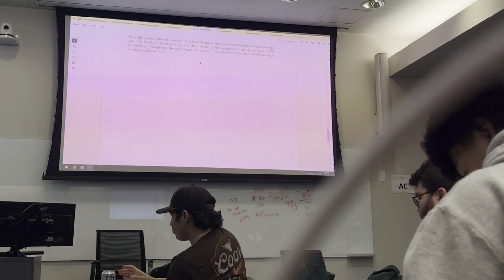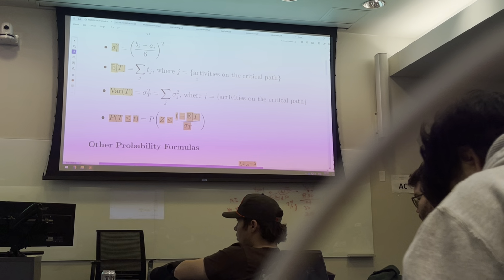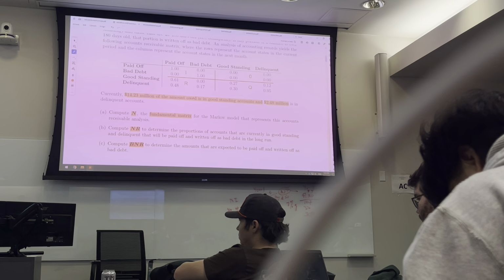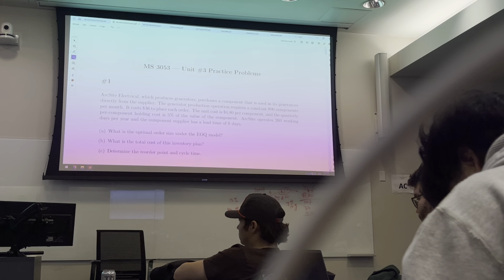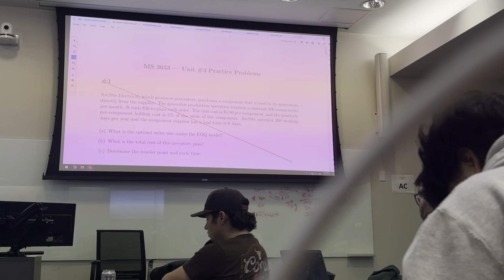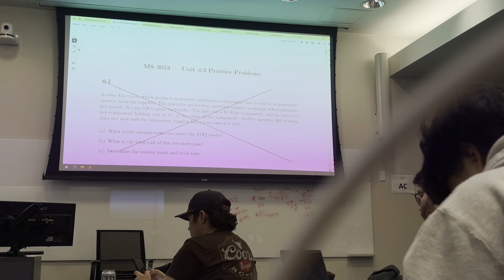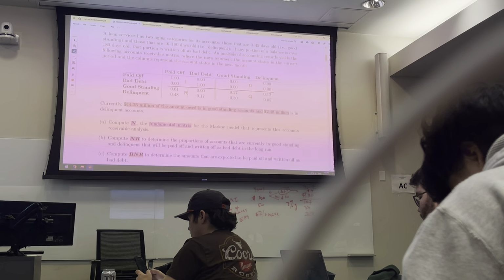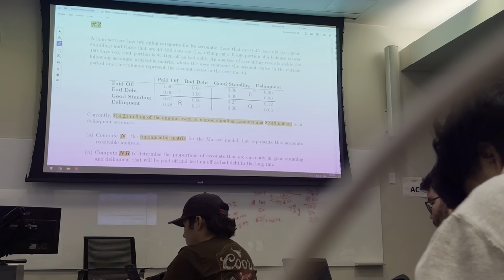All right. Talked about PERT, talked about queuing. That's really about it. In terms of the practice problems, just looking through those real quick. So recall number 1 is about inventory management. You can omit that. Number 2 is an accounts receivable problem, so make sure you're able to replicate that.